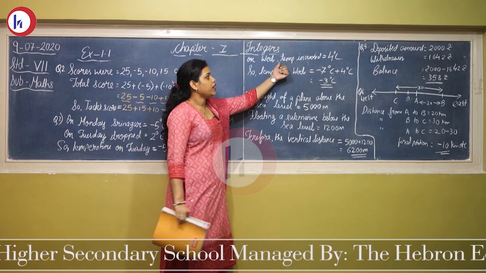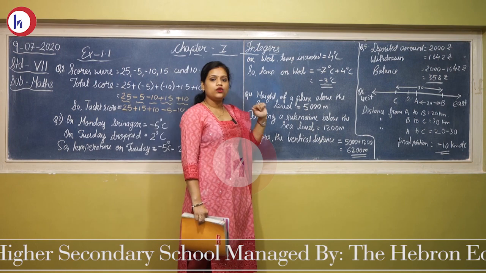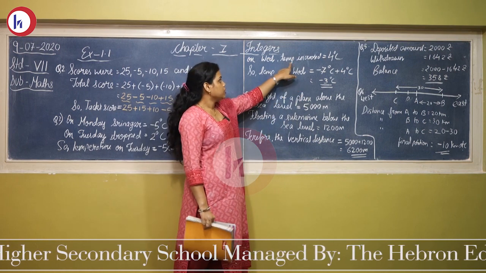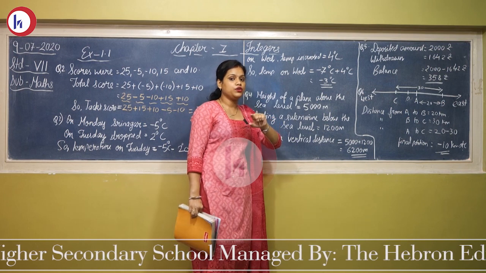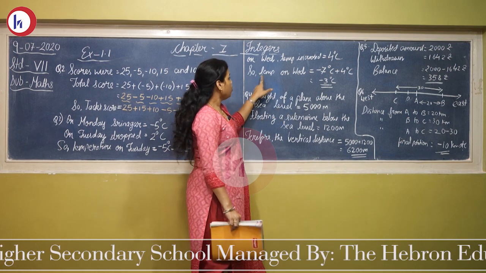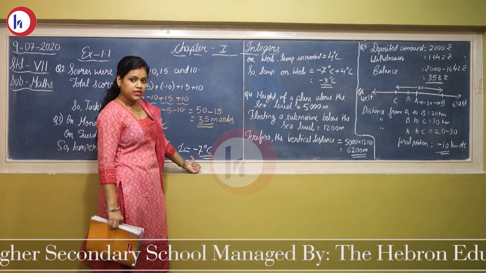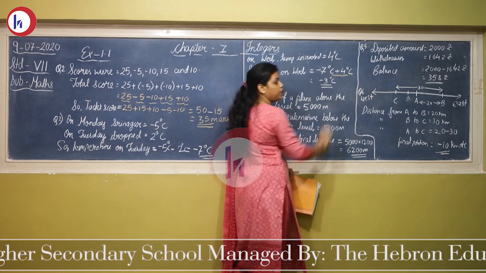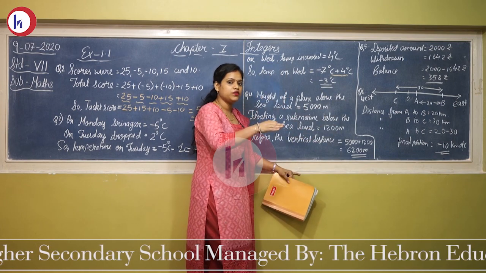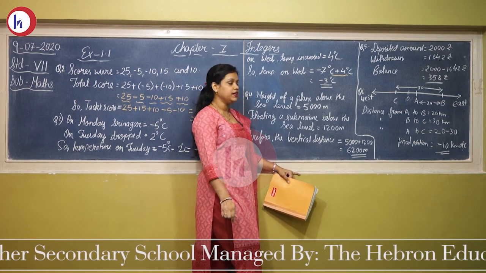Now what happens on Wednesday? Tuesday it was minus 7 degree. What is happening now on Wednesday? It is again increasing. So temperature increased by 4 degrees. What I told, for increasing we are going to use plus sign. So the temperature on Wednesday: Tuesday it was minus 7 degree. Now on Wednesday it increased, plus 4. It increased with 4 degrees. So final temperature on Wednesday becomes minus 3 degree.